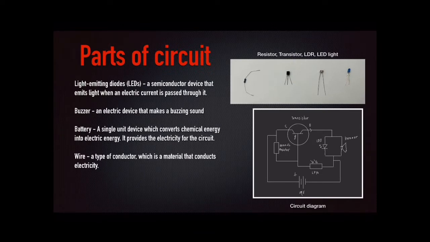What are the parts of my experiment? First, we have a light emitting diode, a semiconductor device that emits light when an electric current is passed through it. Buzzer, an electric device that makes a buzzing sound when a current is passed through it. Battery, a single unit device which converts chemical energy into electric energy. It provides the electricity for our circuit. Wire, a type of conductor, which is a material that conducts electricity.